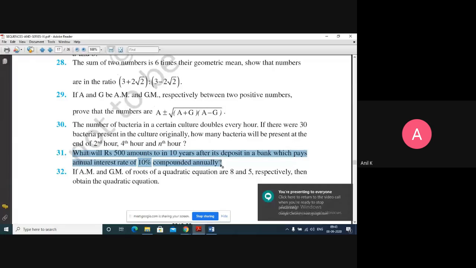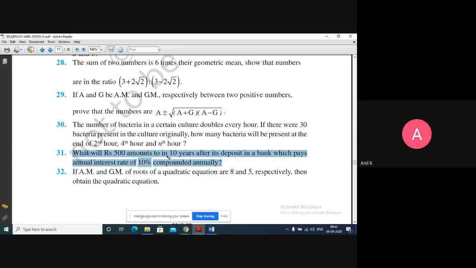31 is similar: 500 rupees is deposited, and after 10 years, in a bank which pays annual interest rate of 10% compounded annually. I think this compound interest question you can solve. Now the 32nd question. Arithmetic mean is given as 8. Geometric mean is given as 5.